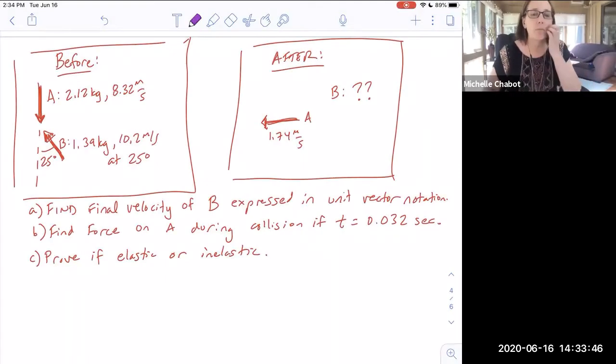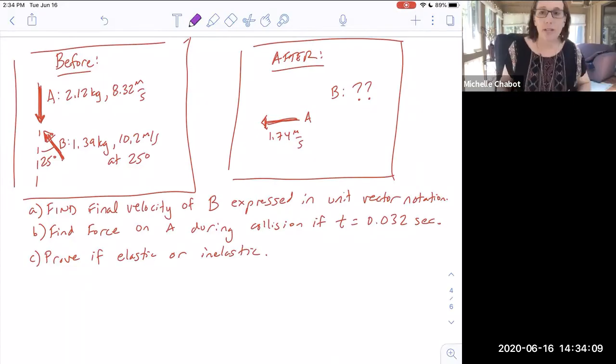So in this example, I'm going to work through a typical conservation of linear momentum problem, and we're also going to see how it very often combines with the idea of the impulse-momentum relationship to find the force on a single object during the collision, and our ideas of energy to prove it's an elastic or inelastic collision.